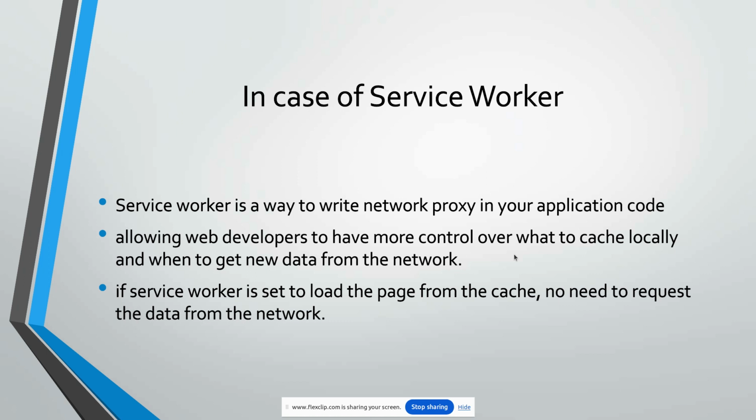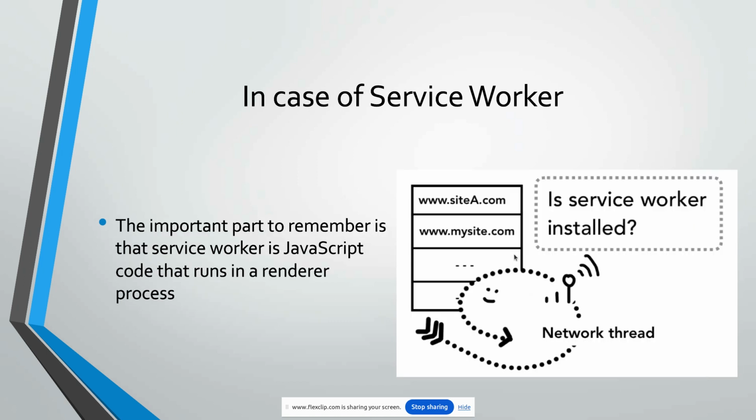So how about service worker? We just talked about how navigation works, but we didn't talk about how a service worker works. A service worker is a way to write a network proxy in your application code. It allows the web developer to cache data locally when they get new data from the network. And when the service worker is set to load the page from the cache, there's no new request for the data.